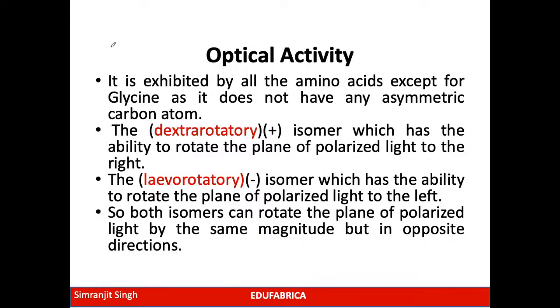Then comes optical activity. It is exhibited by all amino acids except for glycine, because it does not have an asymmetric carbon. Only glycine is the exception here. So remember this part.